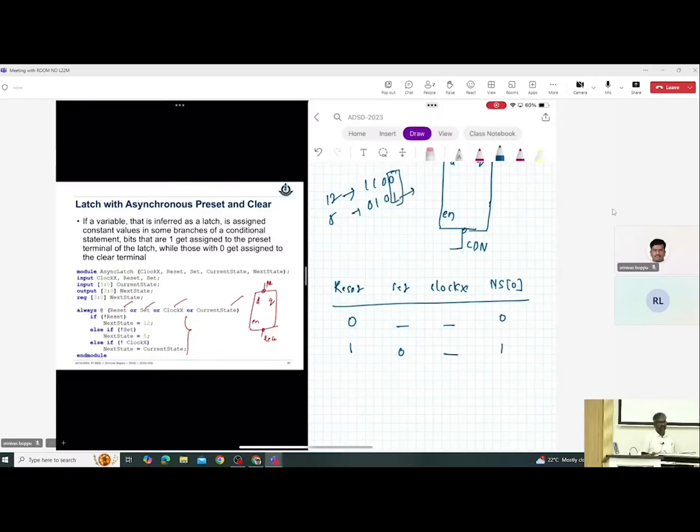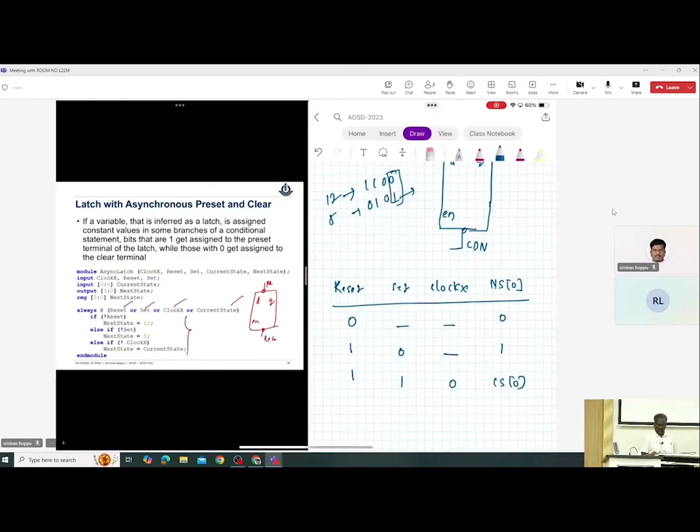Now if the reset equals 1, set equals 1, and the clock X equals 0, what will happen? The next state is equal to the current state 0. Yes or no? Okay, understood?